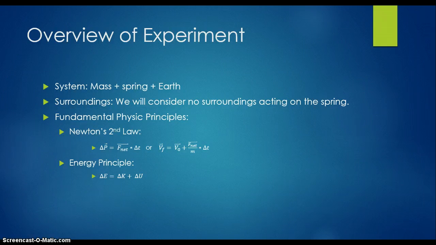The overview of the experiment. The system is the mass plus spring plus earth, because the interactions between them have corresponding potential energies that we can use to describe them. We will consider no surroundings acting on the spring, and this way they will be in equilibrium. The fundamental physics principles involved are Newton's second law and the energy principle.